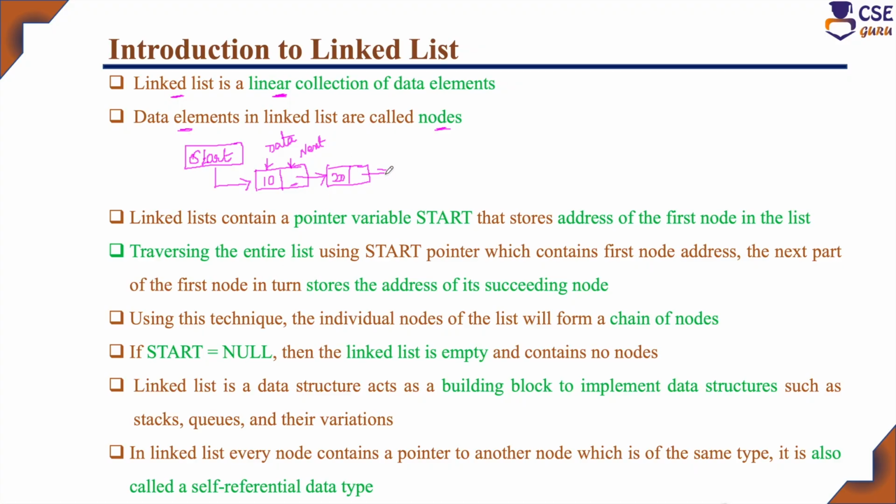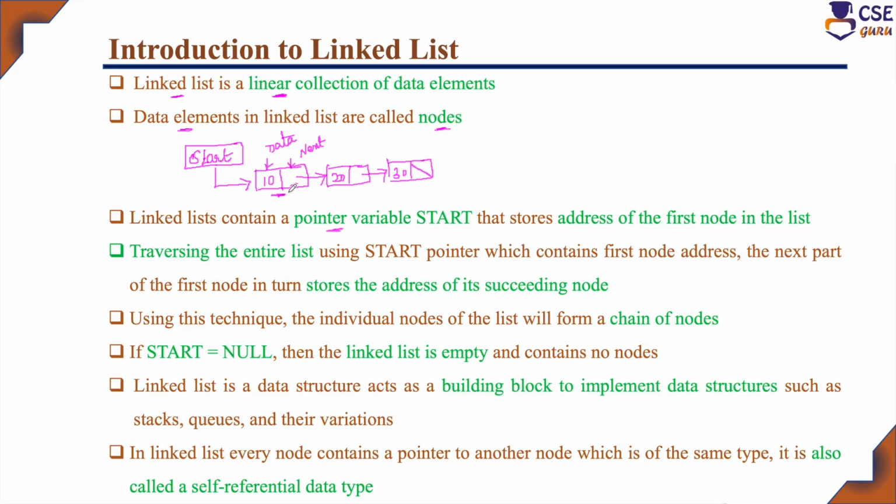If this is the next element, the address of the element 30 will be stored in the previous node. That is the advantage. The last node will be represented by null. So this is the structure of the linked list. The linked list consists of a pointer variable called start, and this start stores the address of the first node in the list.